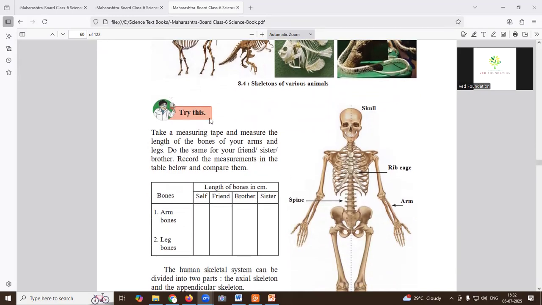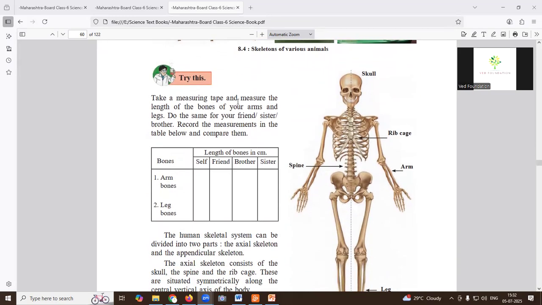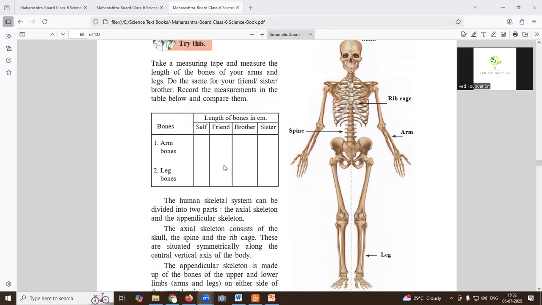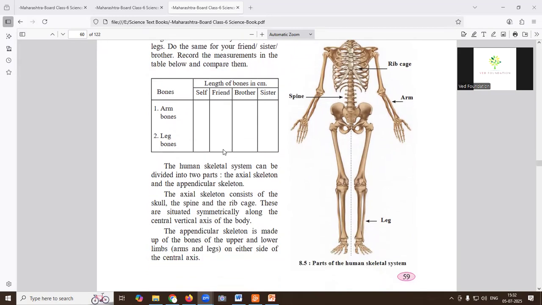Next, try this. Take a measuring tape and measure the length of the bones of your arms and legs. Do the same for your friend, sister, brother. Record the measurements in the table below and compare them. If you record a measurement and compare them, you will notice that the measurements are different. Means the length of bones are different for different person and differ from person to person.